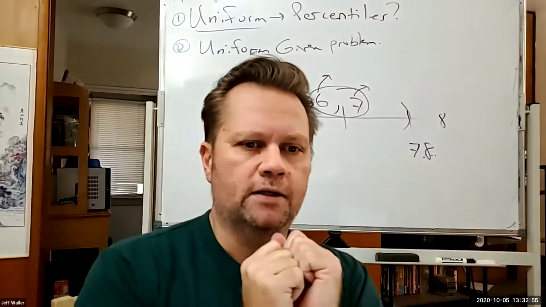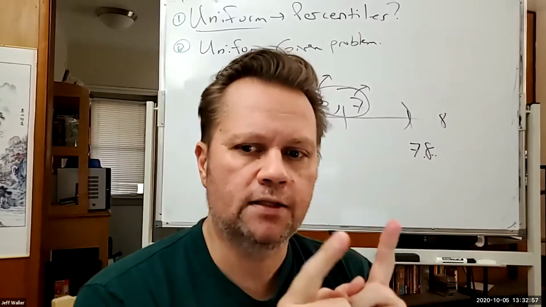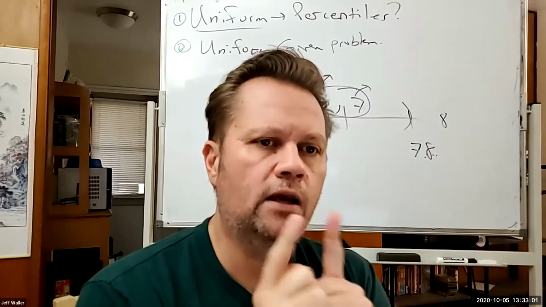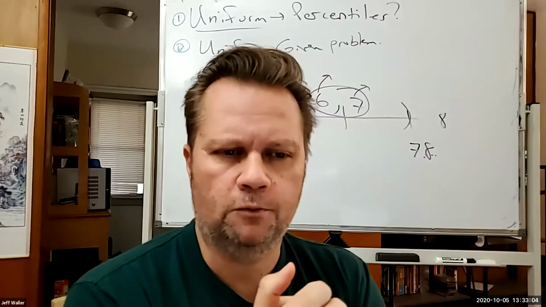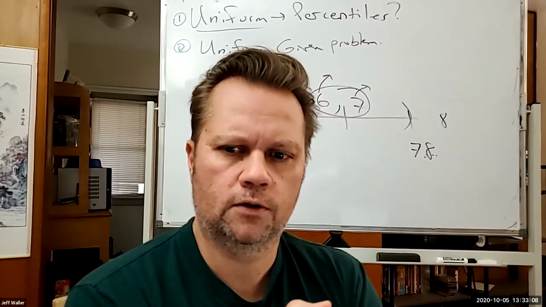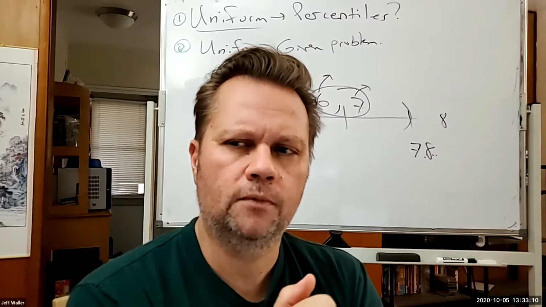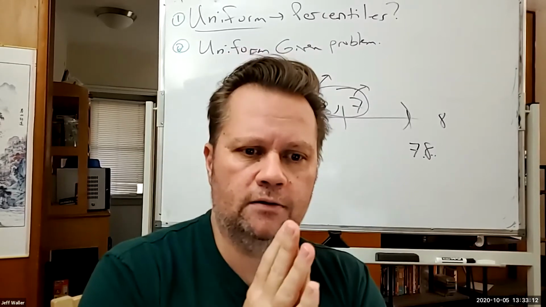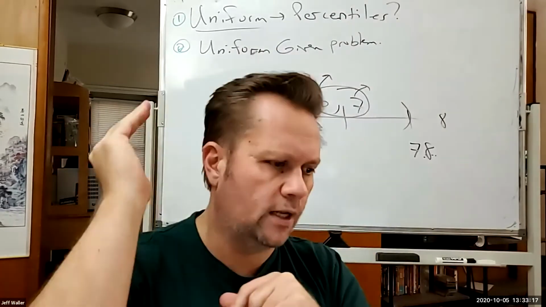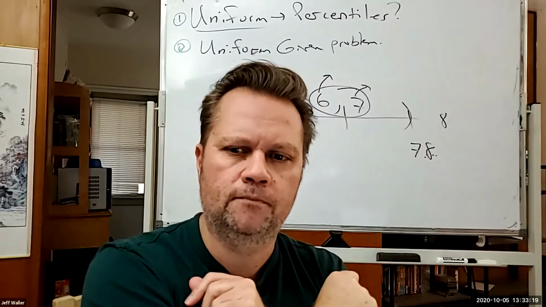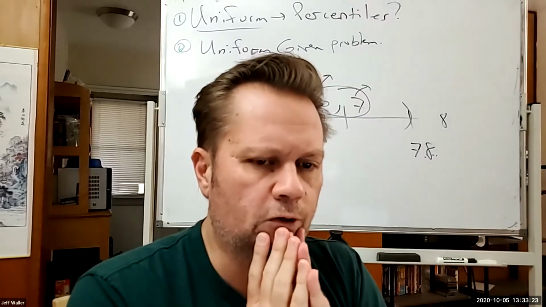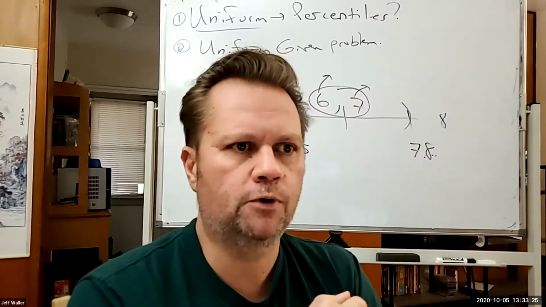I'm going to get to that, because if you know how to calculate percentiles in a uniform distribution, you will know how to find the upper quarter. What quartile does the upper quarter relate to? The 75th percentile, so the third quartile. If you know how to calculate percentiles in a uniform distribution, you can answer that question. You just have to find the 75th. So let's do an example of a uniform distribution and figure out some percentiles.